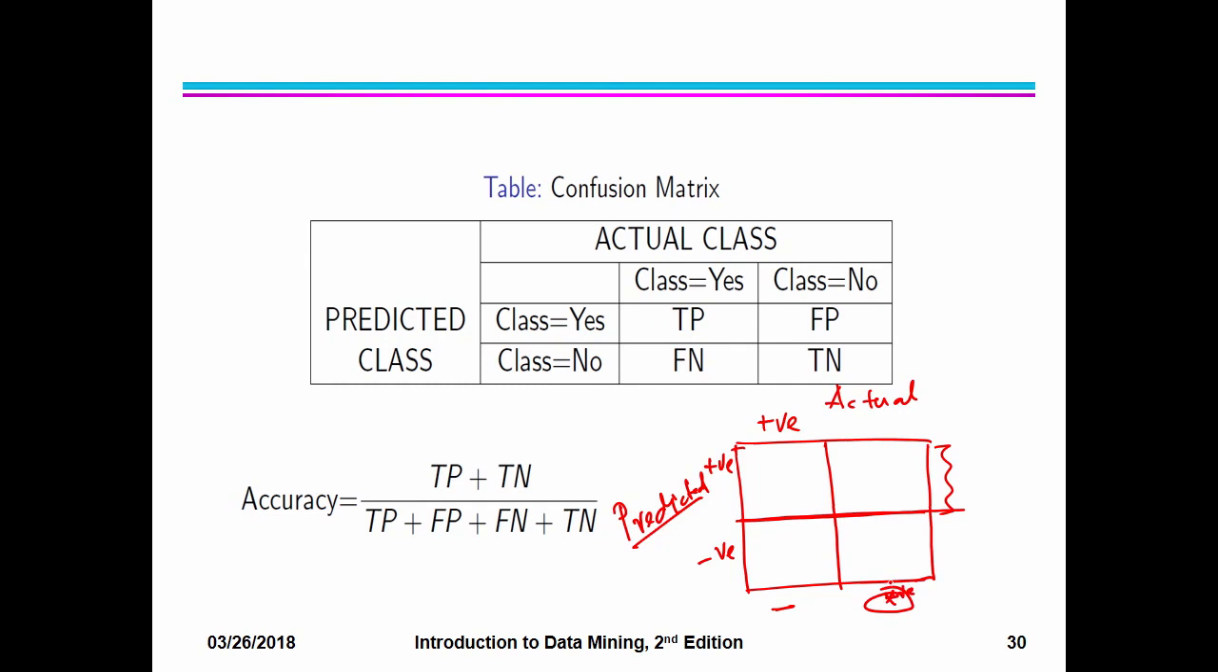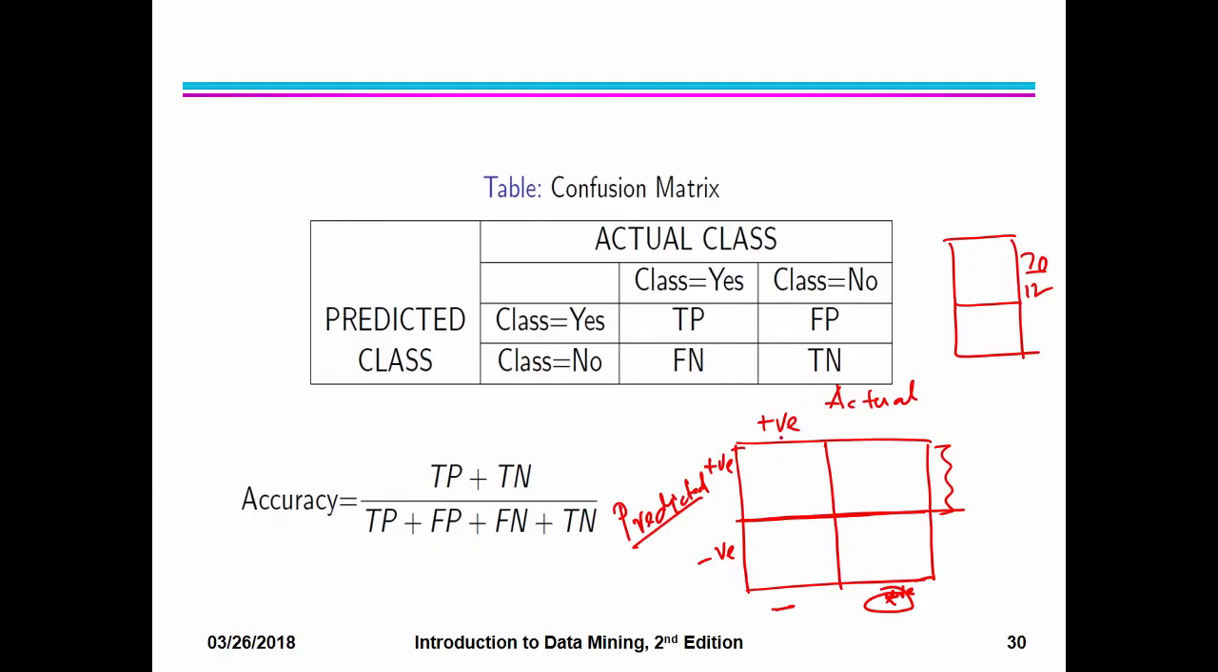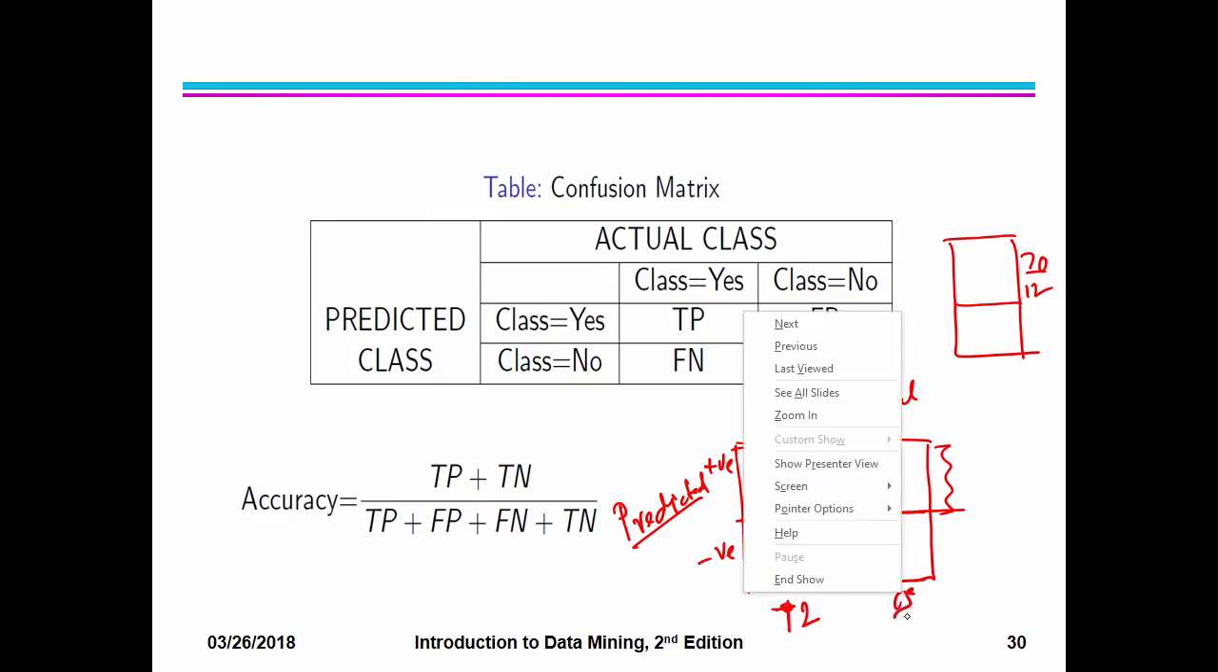In the last example, if I remember rightly, there are 20 objects and actually 12 are positive class. Without running any classifier, we can look at the test data set and count how many objects belong to the positive class. So, in addition, these 2 entries here must add up to 12, because there are 12 positive class. Similarly, the rest are negative class, so this should be 8.